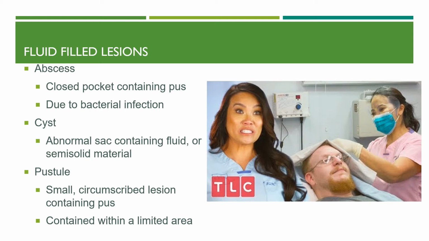I'm going to skip a cyst for now and come on to pustule. A pustule is a small, red bump that contains pus. Now, unlike an abscess, these are small and self-contained; they don't spread and get bigger. The best way I can describe one of these is to picture a zit. A zit is an excellent example of a pustule.